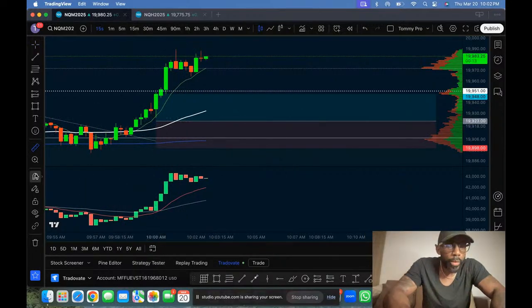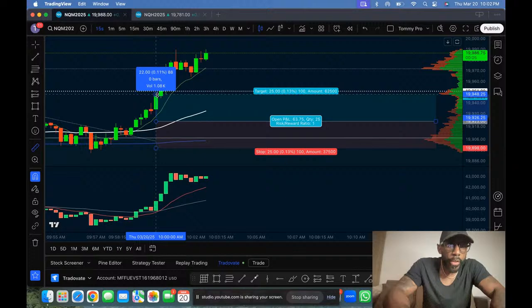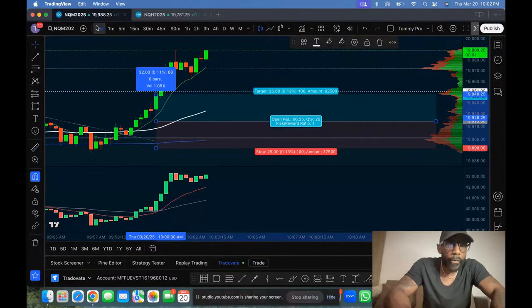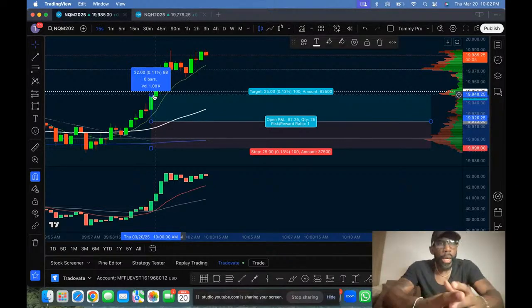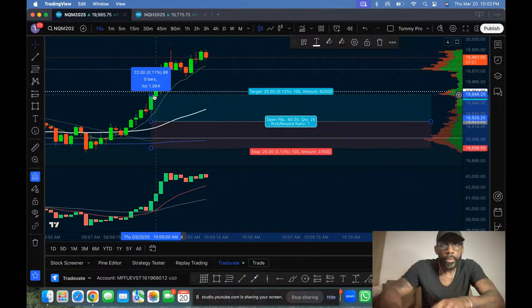Look at this. Let me just put the magnet on. So it's very precise. From the very bottom of this to the very top of this was 88 ticks, right? And think about this, it's a 15-second candle, 15 seconds right here. You see that? So that means it took 15 seconds from 0 to 88 ticks, and 88 ticks is $440.